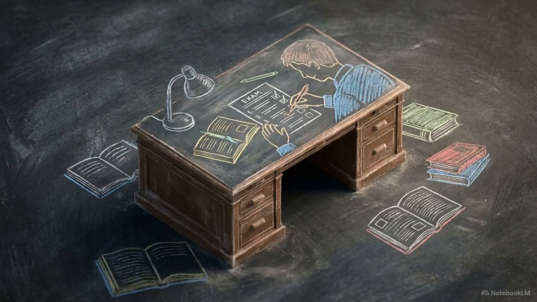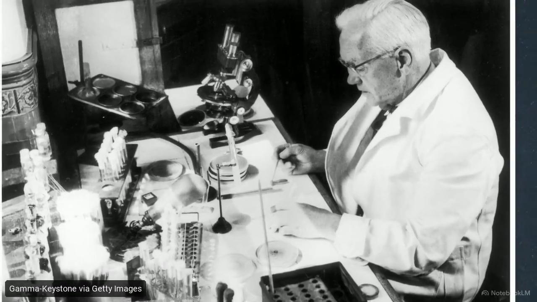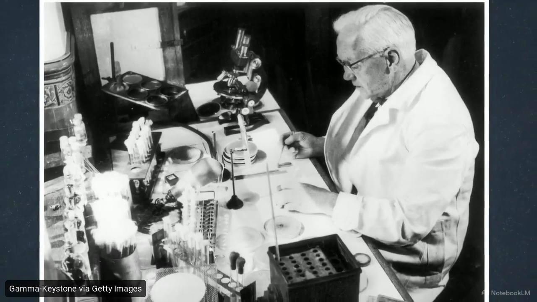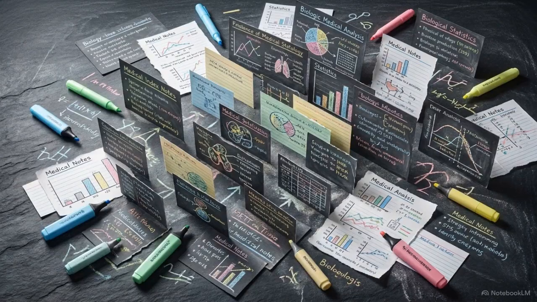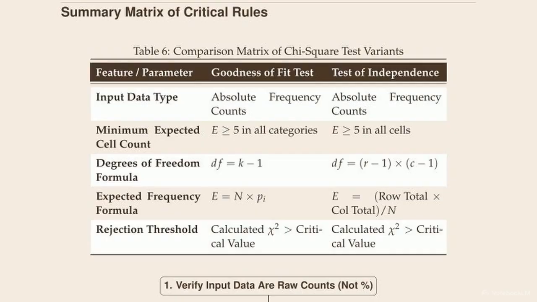Internalizing these specific procedural boundaries separates rote memorization from genuine biostatistical competence. It ensures you never falsely interpret data in an examination or in a clinical setting. Success in Bio 221 requires organizing these isolated rules into a single comprehensive comparative framework so you can access them instantly under pressure. This revision matrix compares both methodologies.